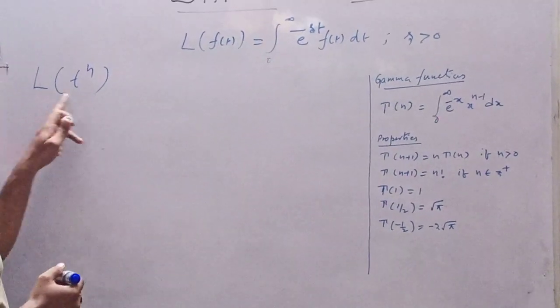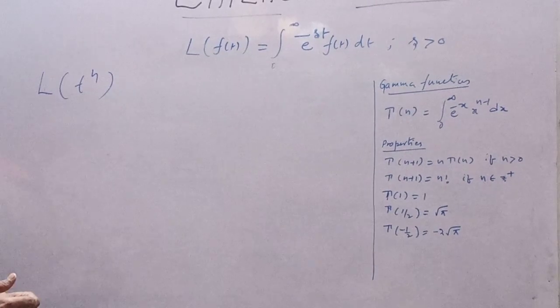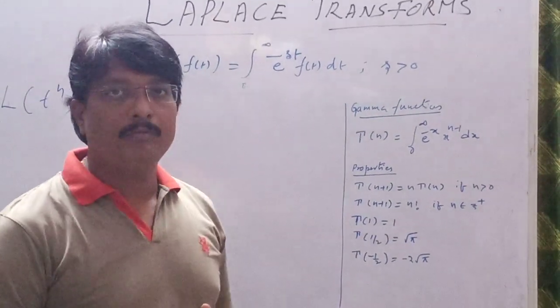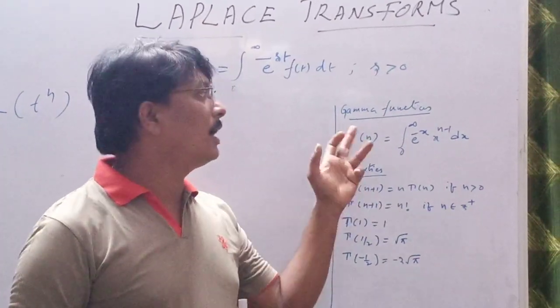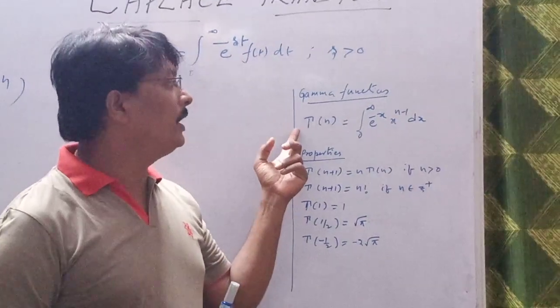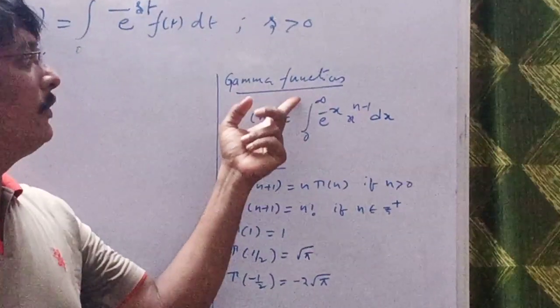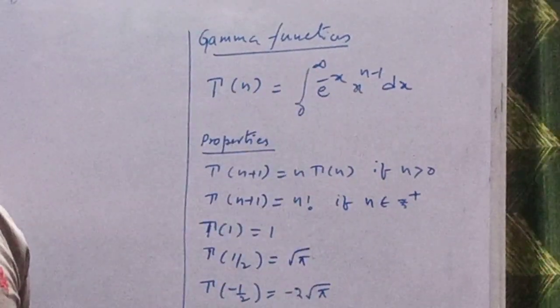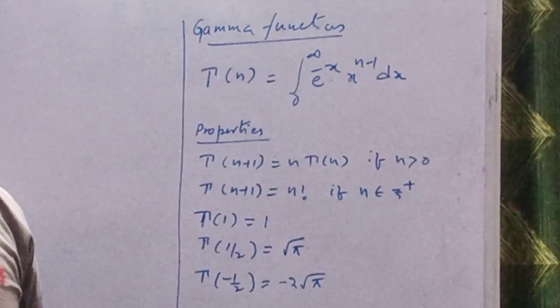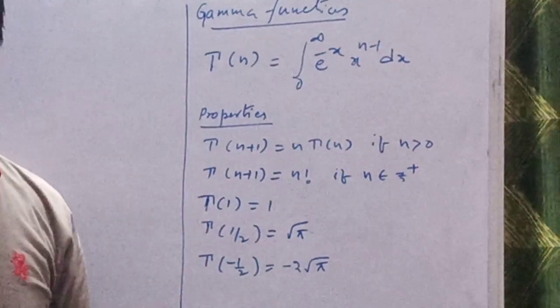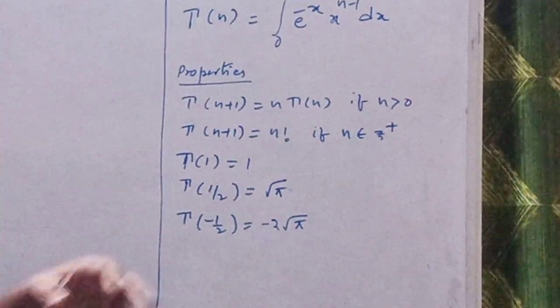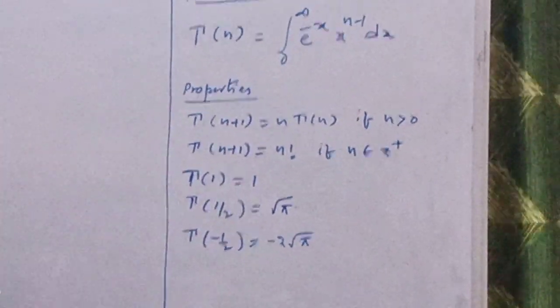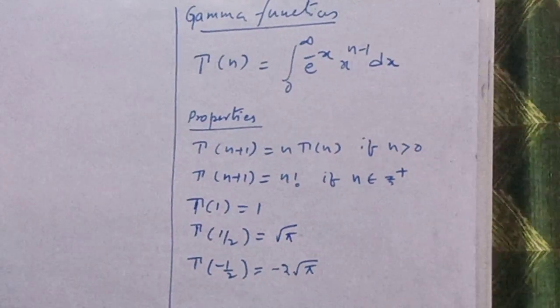Before calculating the Laplace transformation of t^n, we must know the gamma function. Gamma of n equals the integral from 0 to infinity of e^(-x) x^(n-1) dx. We also need to know the properties of the gamma function, that is, gamma of n plus 1 equals n times gamma of n, for n greater than 0.